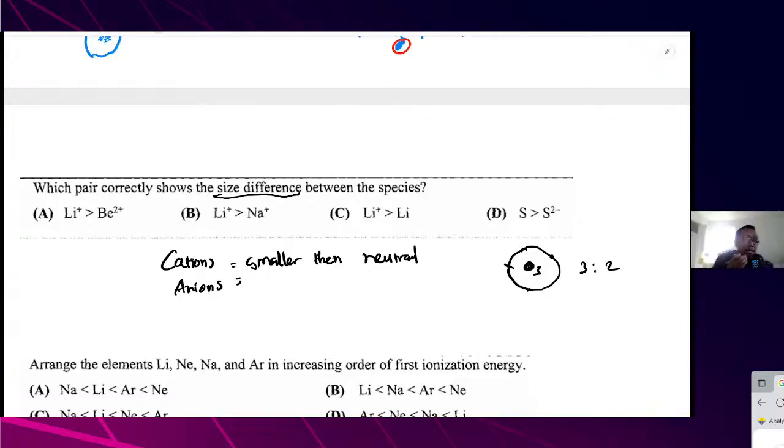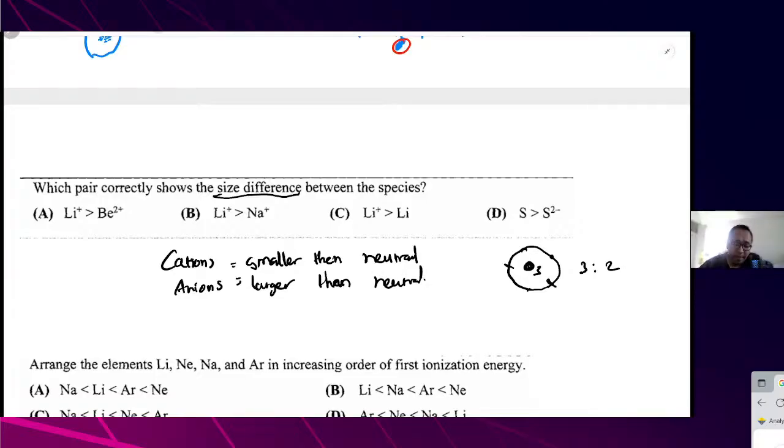And then how about the anion? Anions are larger. Because of what? Because it has many more electrons. So now the other team over here has 4, and the nucleus just has 3. So it can pull over a much longer radius, a longer distance. So anions are larger than neutral atoms.